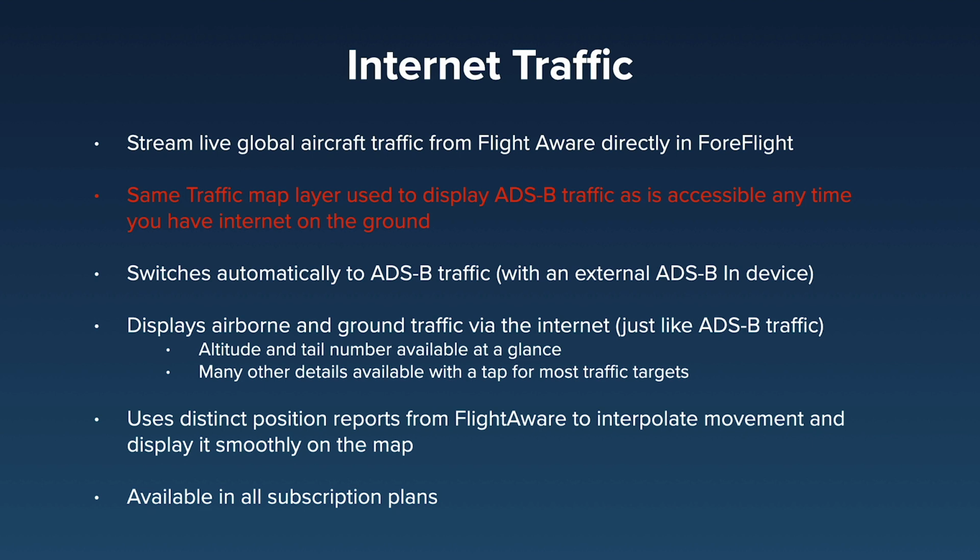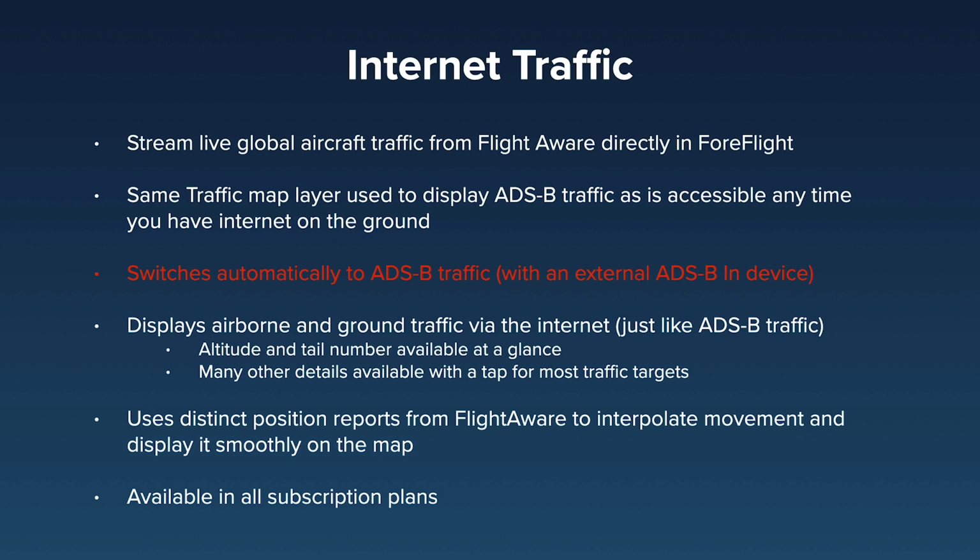You can get traffic in the air via the ADS-B network and on the ground via the internet, and it will essentially look the same. It will switch automatically over to ADS-B with an external device when you're in your aircraft and you disconnect from the internet, and you're ready to go fly.